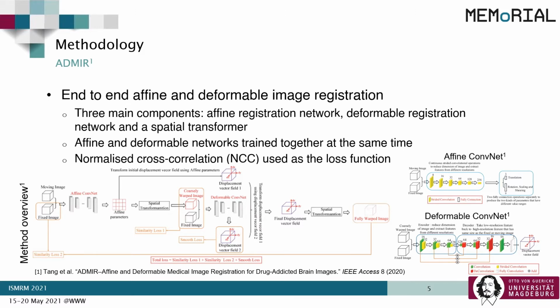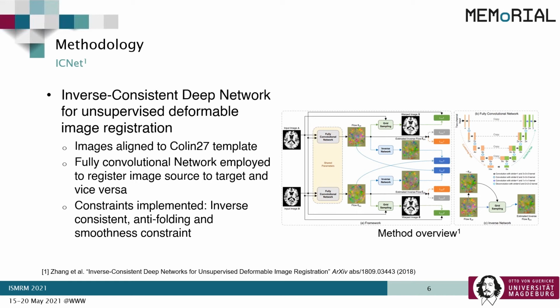Inverse consistent deep network for unsupervised deformable image registration, or ICNet, requires the images to be pre-aligned to the Colin 27 template. A fully convolutional network has been used here to register image source to target and vice versa. This is an unsupervised technique, and three different types of constraints are used here to train the network: inverse consistency, antifolding, and smoothness constraint.